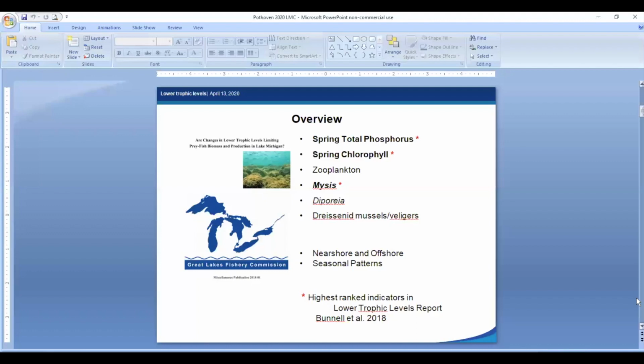I just want to highlight the spring total phosphorus, the spring chlorophyll, and the mysis. And those were three of the highest ranked indicators for understanding fish production in Lake Michigan in that lower trophic food report that came out a couple years ago. So just want to make sure we highlight those because they were in that report.